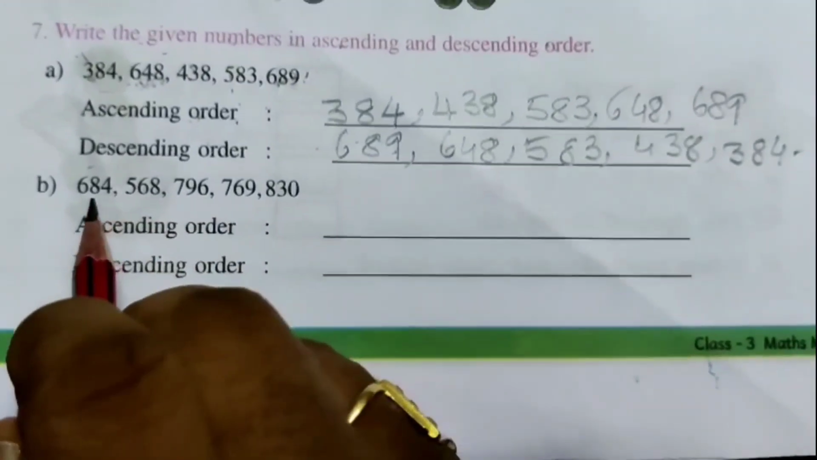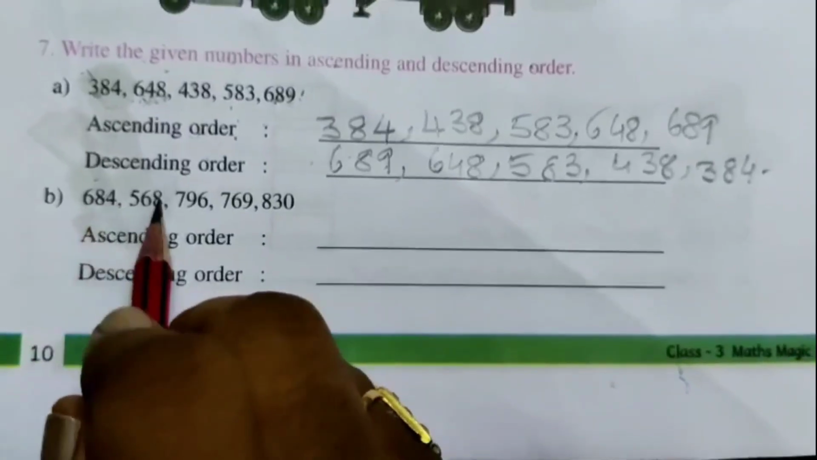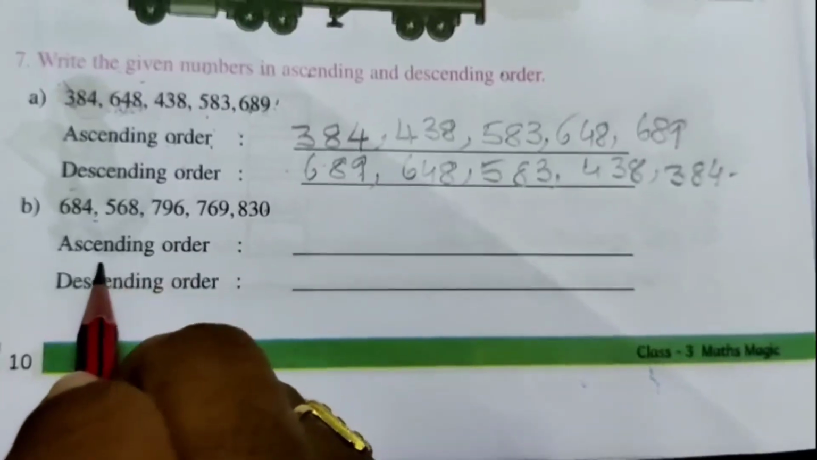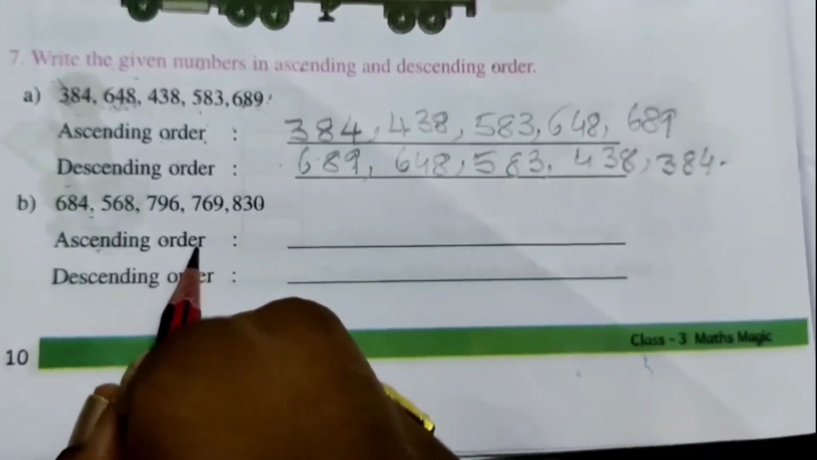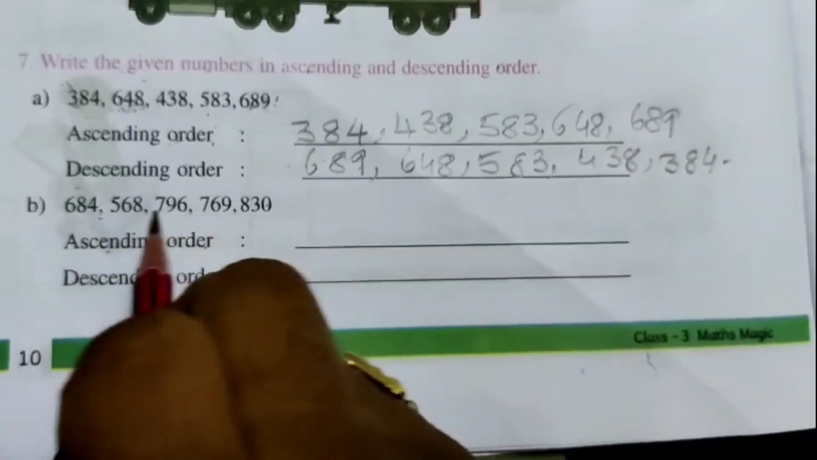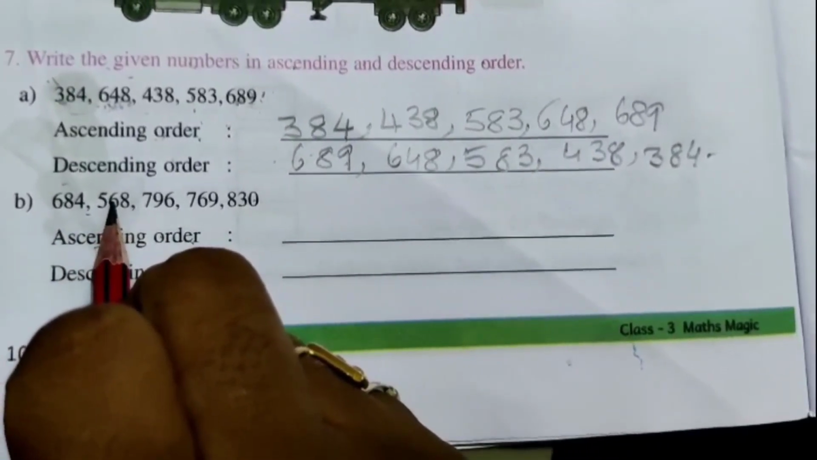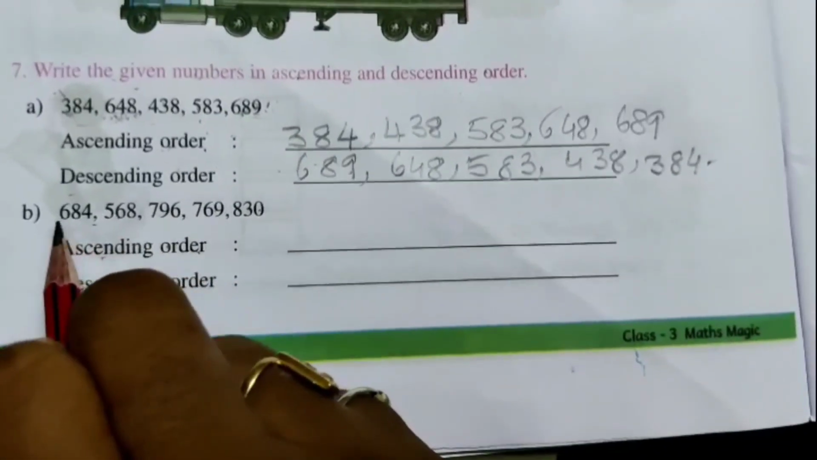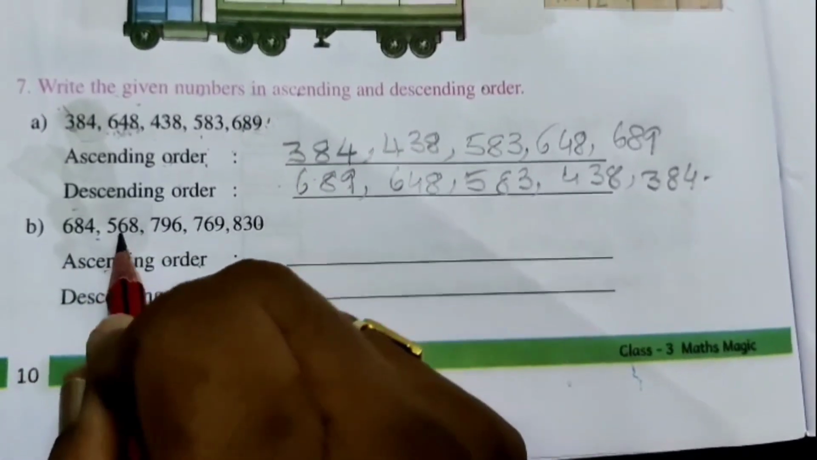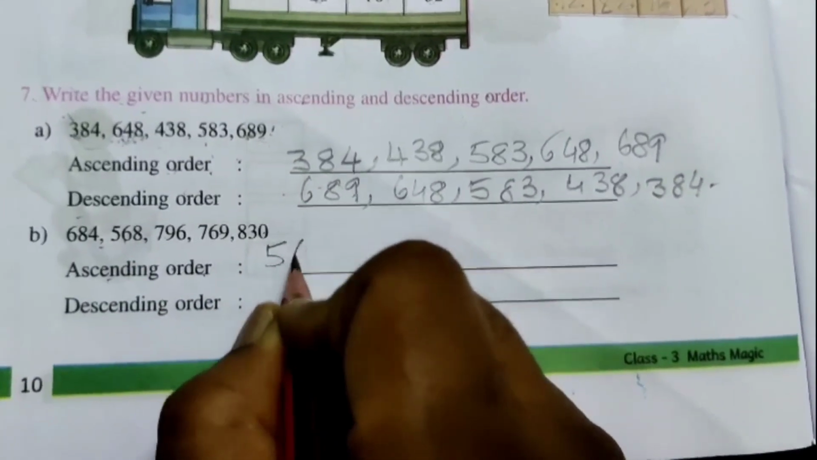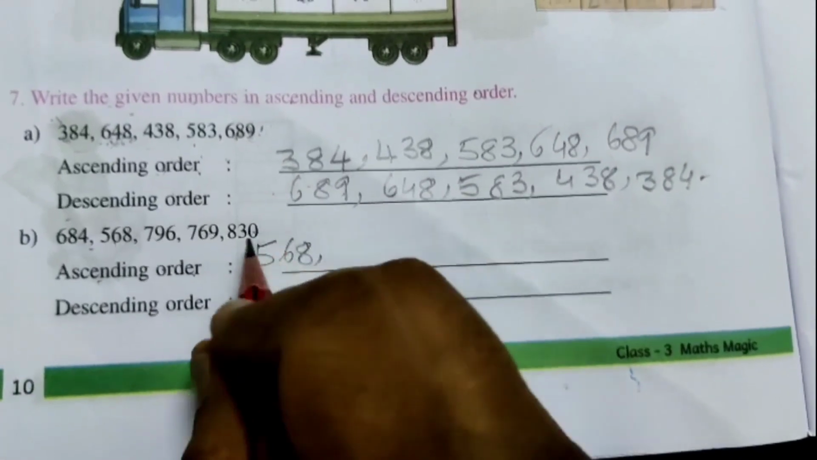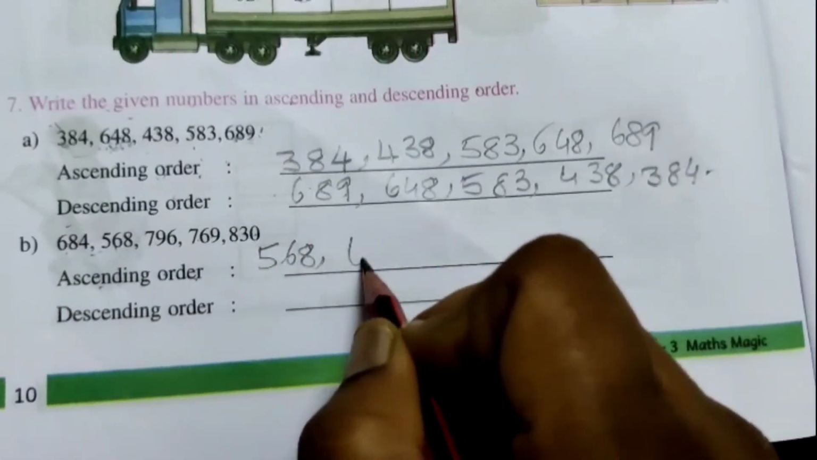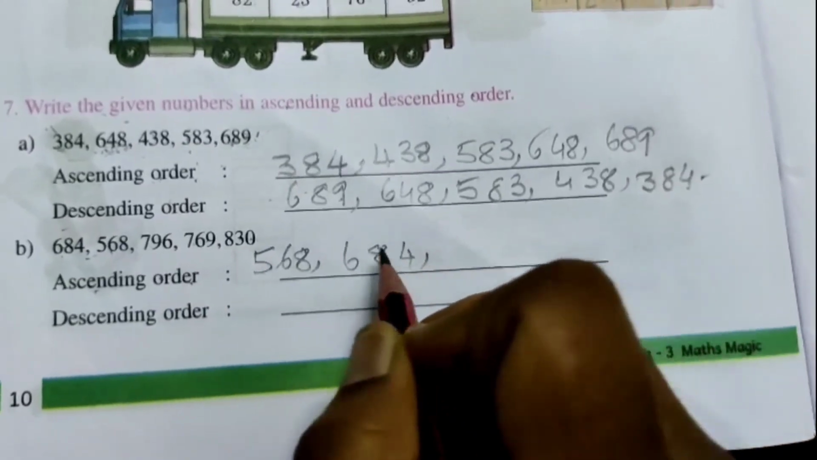Next problem. Here also 3 digits in all numbers. So, when we are asked to write ascending order, first we have to identify the smallest number. What is the number that has the smallest digit in hundreds place? Here 5. So we should write 568 first. 568. Then the smallest number is 684 because 6 is in hundreds place.